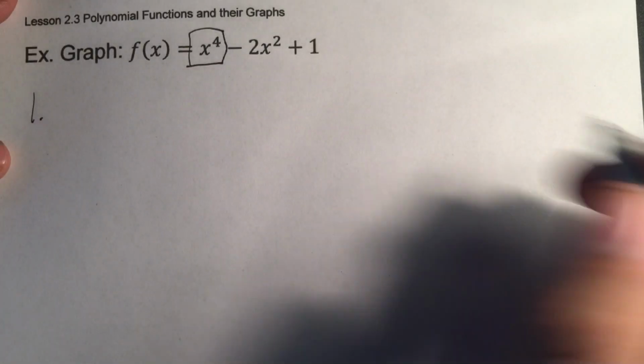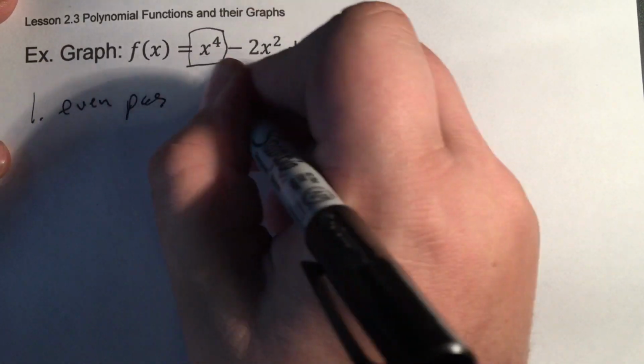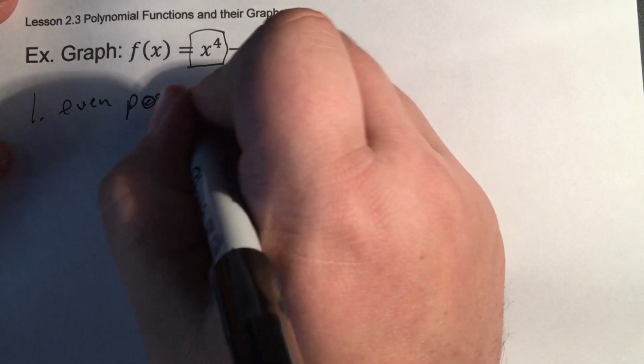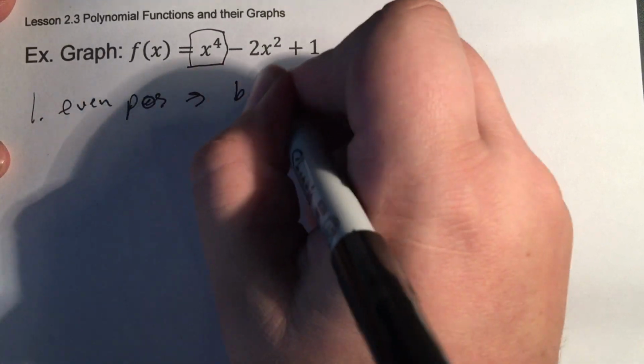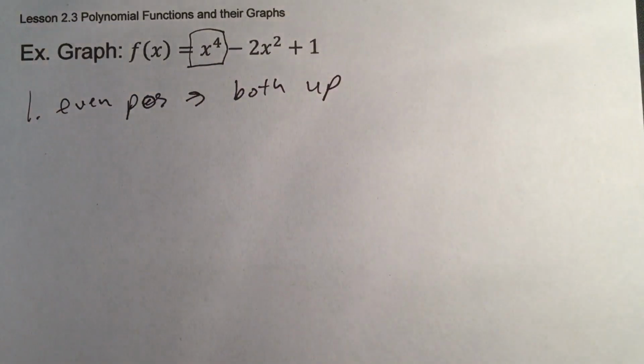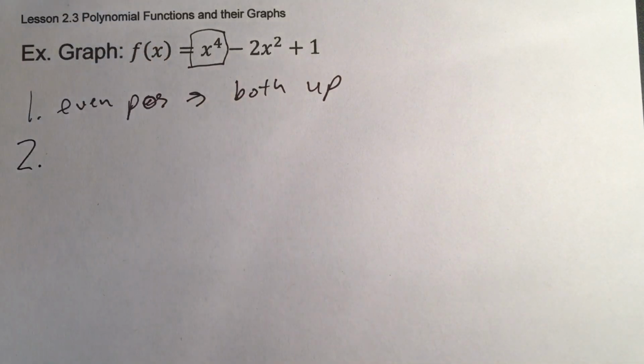So we're looking right here. We are even and we are positive, which means both up. Both endpoints are going to go up. All right. Step 2.